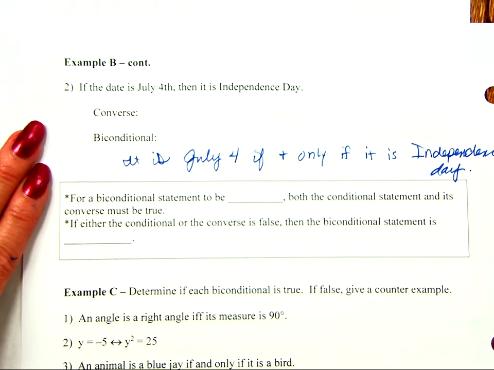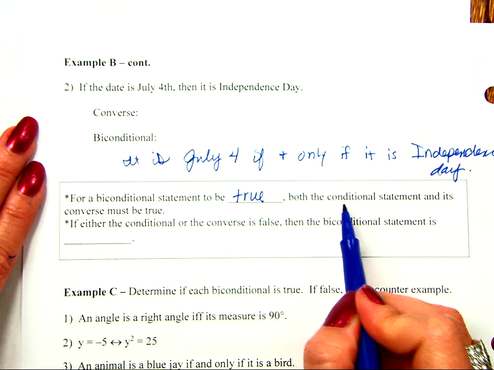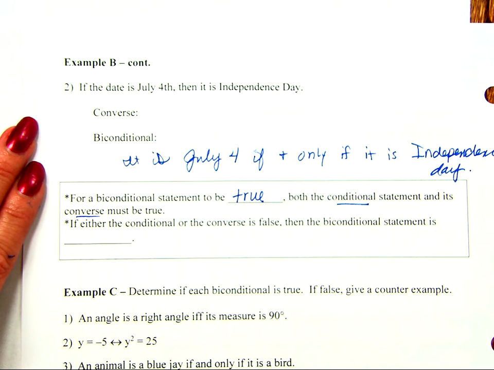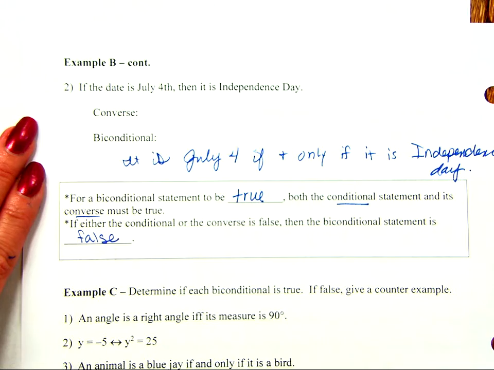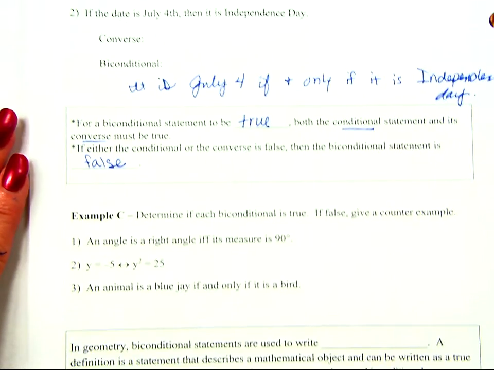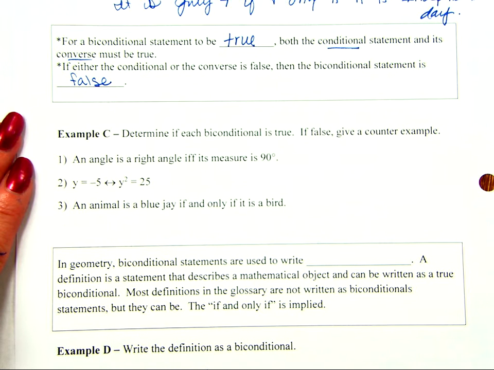And for the biconditional to be true, both the conditional and the converse must be true. So what I tell students is it has to work both ways. It has to be true both ways. And I recommend reading the conditional and the converse out loud. If either one of those is false, then the biconditional itself is going to be false because it doesn't work both ways.